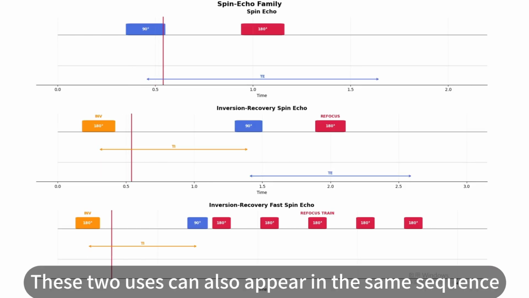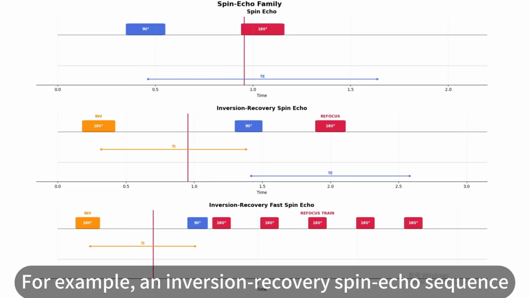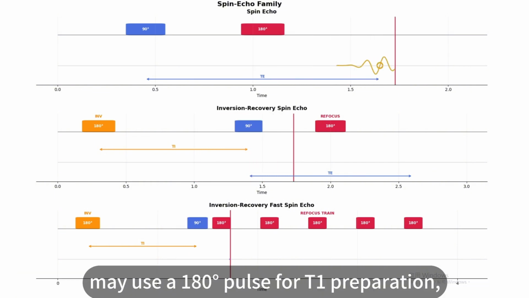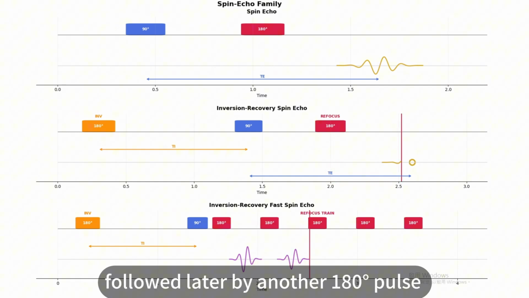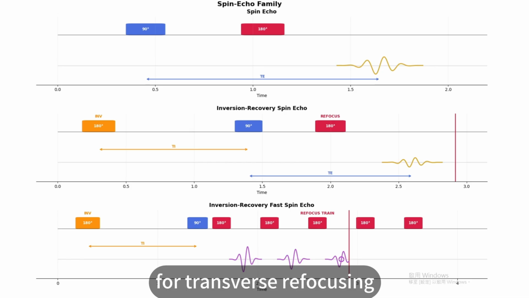These two uses can also appear in the same sequence. For example, an inversion recovery spin echo sequence may use a 180-degree pulse for T1 preparation, followed later by another 180-degree pulse for transverse refocusing. Question 5.